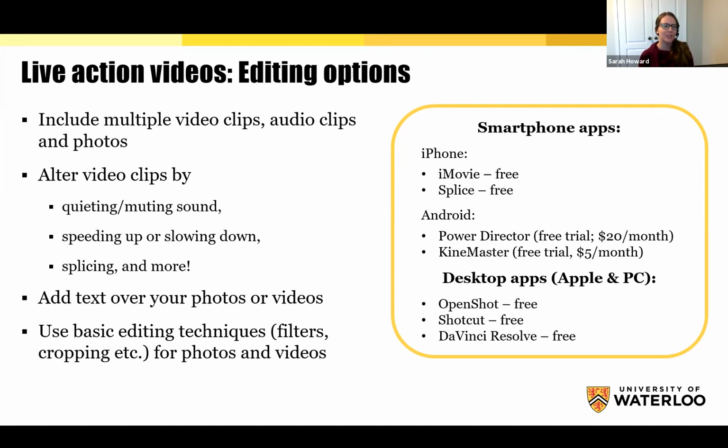So there are lots of options for you to be able to do that kind of simple editing on really free software. Most editing software will allow you to quiet or mute sounds in your video clips, speed things up or slow them down, splice it, so separate out your recording, and a lot more. You can usually also add text over photos or videos and use any kind of basic editing techniques. So if you want something in black and white, for example, or cropping things, that can all be done in nearly all video editing software.